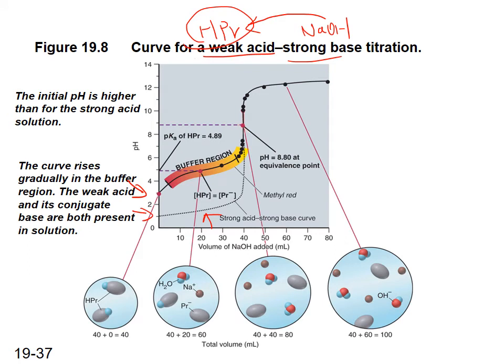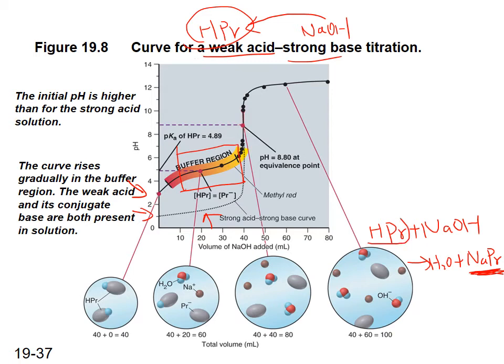And second, the curve rises gradually in the so-called buffer region. So this is a buffer region. This is because when you add sodium hydroxide to propanoic acid, you make water plus sodium propanoate, and sodium propanoate is the conjugate base of this acid. So in this region, you have a mixture of weak acid and its conjugate base, and that's the buffer solution. In this buffer region, the pH value rises very slowly. So that's the second feature of this curve.